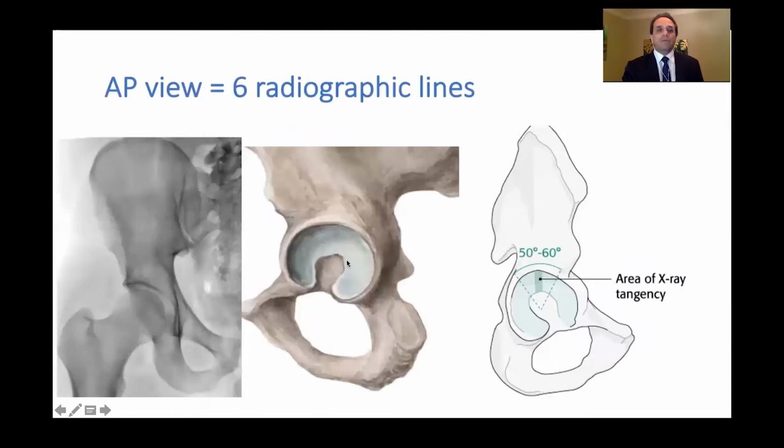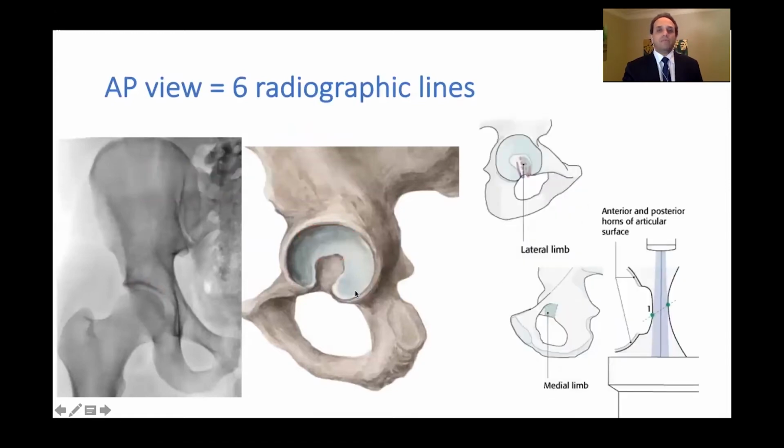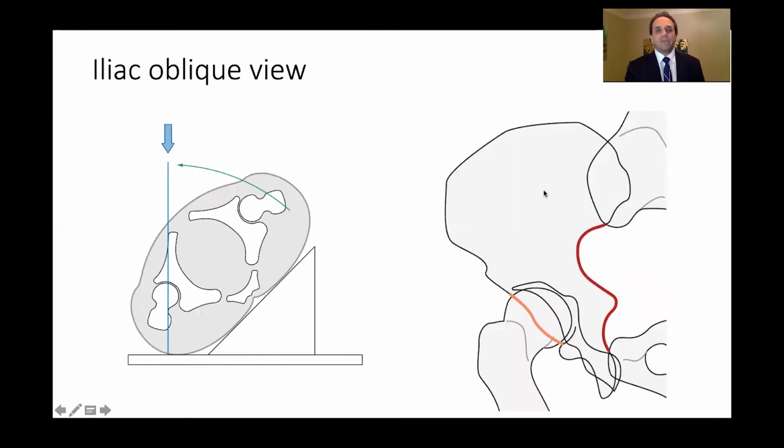When we look at the bone and the X-ray, the roof is the red part represented by this line. The anterior and posterior horns of the articular surface are represented by the teardrop, which looks like this brown line on the X-ray. Then on the iliac oblique view, we see the posterior column, or the ilioischial line, the red one, and the anterior wall, or the orange one.